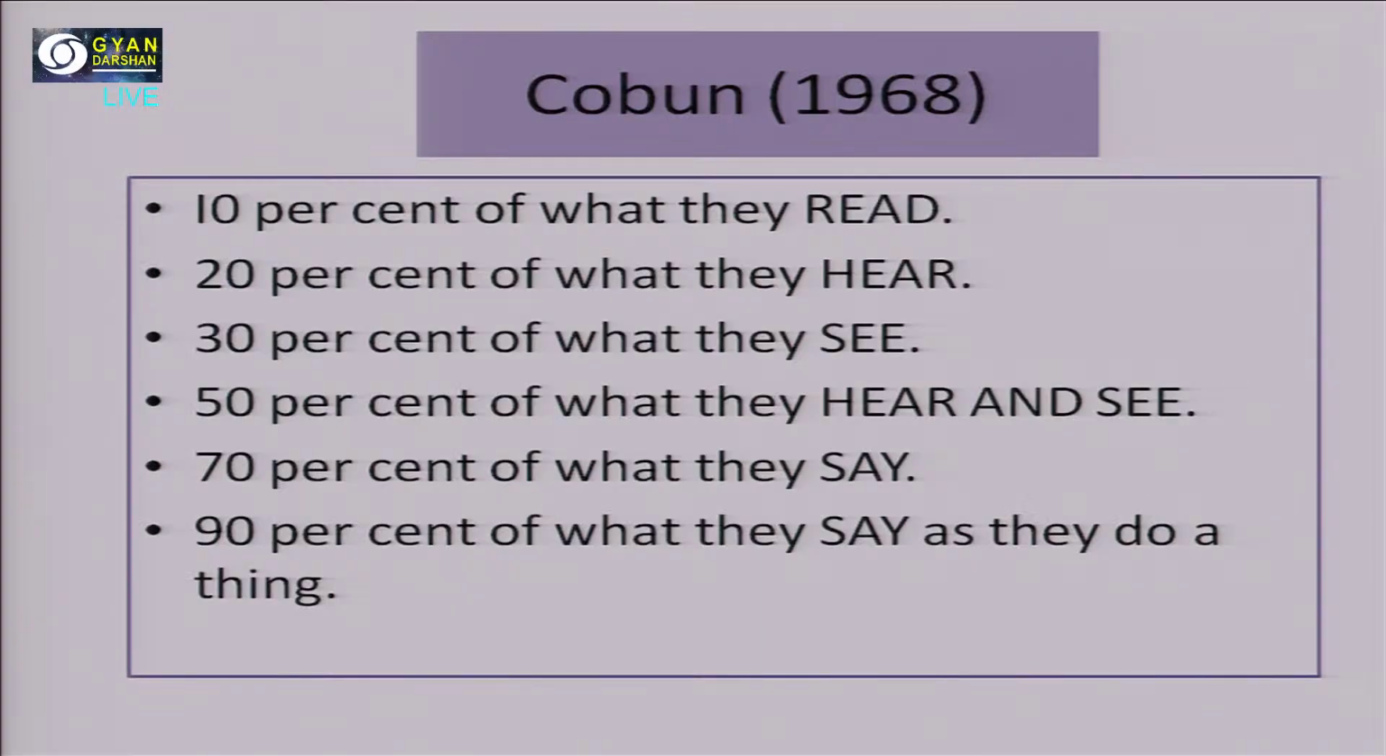The next statement related to teaching aids was put forward by Coburn in the year 1968. He stated that 10% of what they read will be retained, 20% of what they hear, 30% of what they see, 50% of what they hear and see, 70% of what they say, and 90% of what they say as they do a thing. So this is how retention of learning is applied through the use of teaching aids.